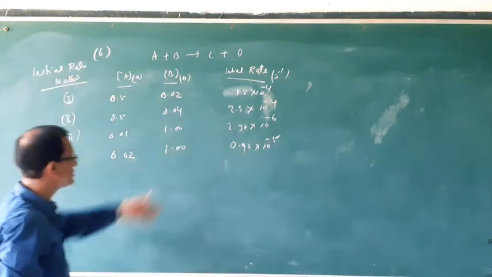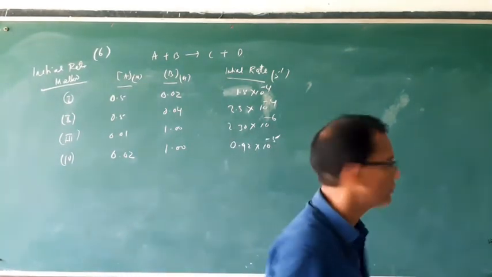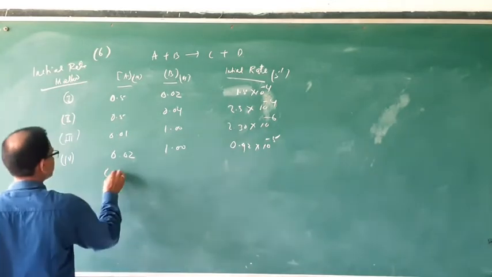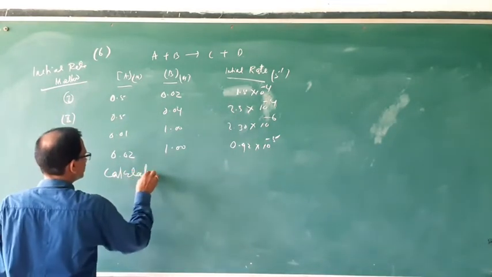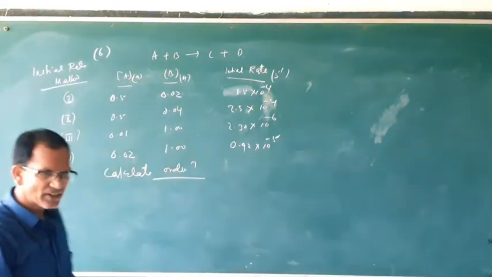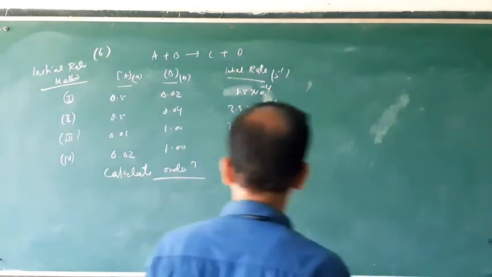Initial rate method means the rate is given and the concentration data is given. How can we calculate the order? The question is to calculate the order. What is the order? The order can be calculated experimentally. It is theoretically not possible.